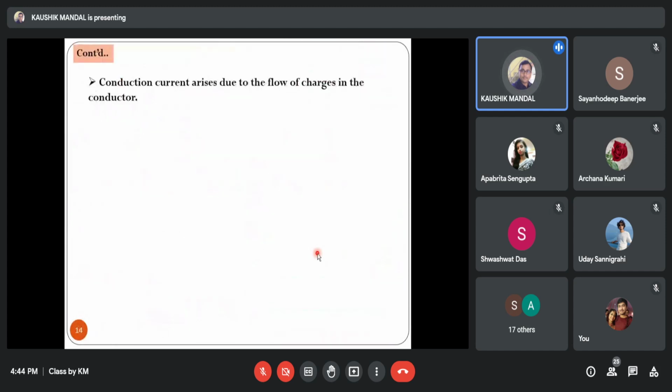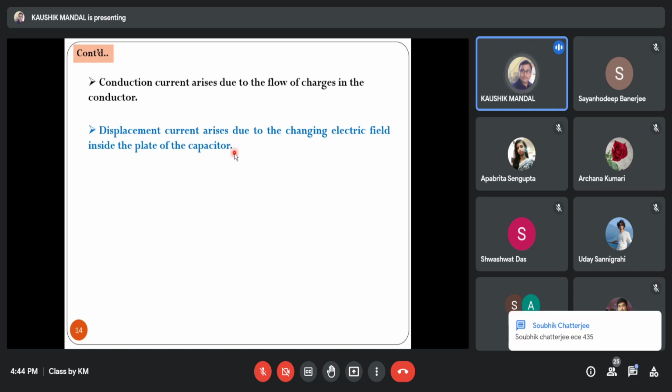So this displacement current, unlike the normal current or conduction current, which arises due to the flow of charges in the conductor, arises due to the change in electric flux or electric field inside the plate of the capacitor that we have discussed right now. Displacement current arises due to the changing electric field inside the plate of the capacitor.